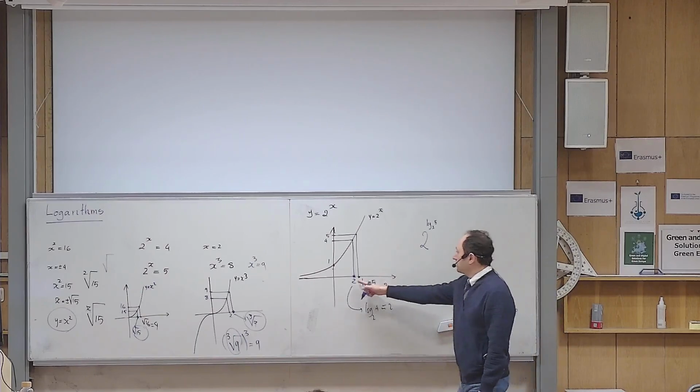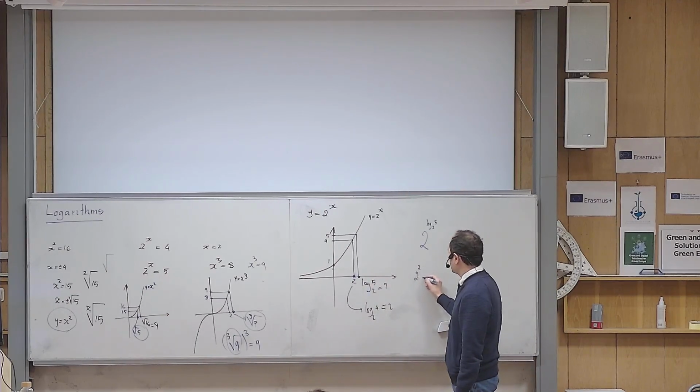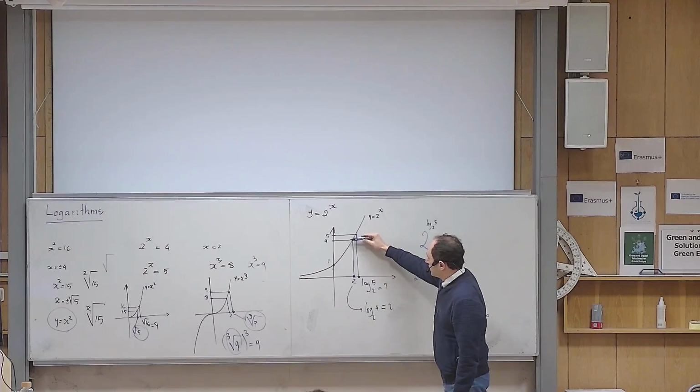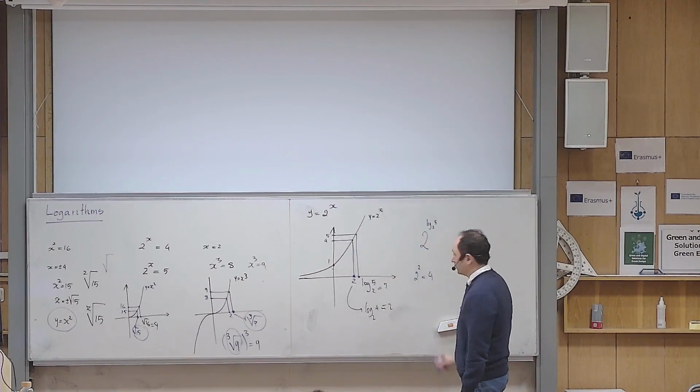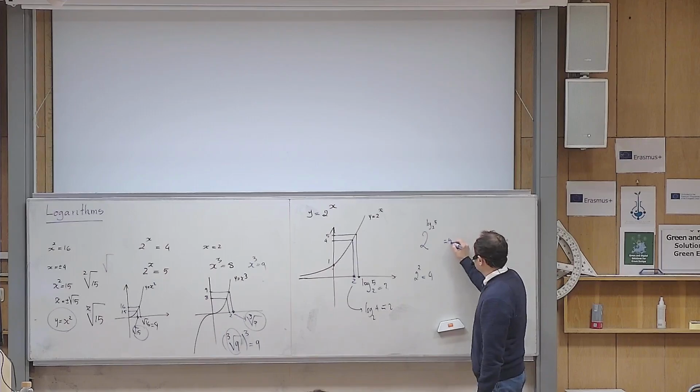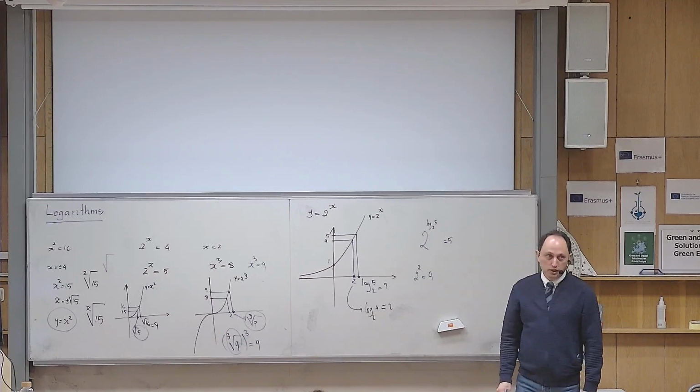So if I ask you what is 2 to the power 2, what is the answer? You go in this direction and find 4. And now the answer is 5. So is that understandable?